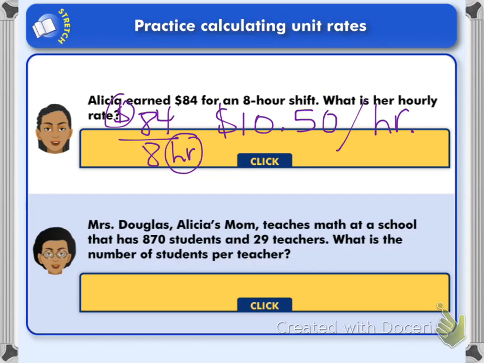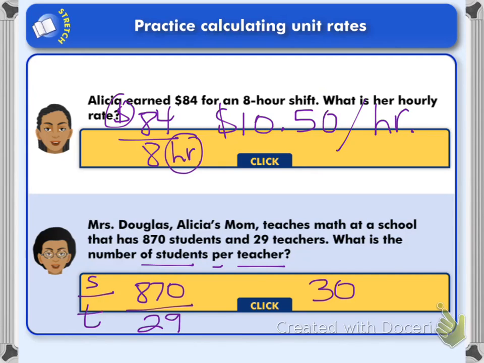Down here, Mrs. Douglas, Alicia's mom, teaches math at a school that has 870 students and 29 teachers. What is the number of students per teacher? So again, we want students per teacher. So we would do 870 divided by 29. Pause the video, calculate it up. Okay, you should have gotten an answer of 30.